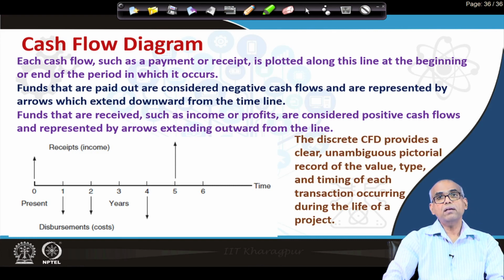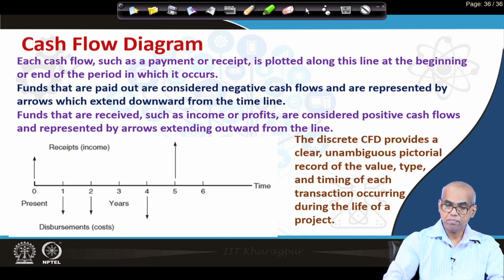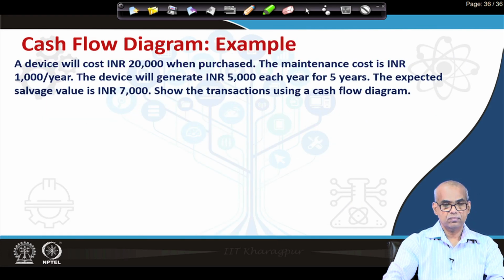Also, what you see here, this is a discrete cash flow. The discrete cash flow diagram provides a clear, unambiguous pictorial record of the value, type and timing of each cash transaction occurring during the life of a project. We call this cash flow diagram a discrete cash flow diagram because the transactions are taking place at discrete time intervals. Now, let us take an example.